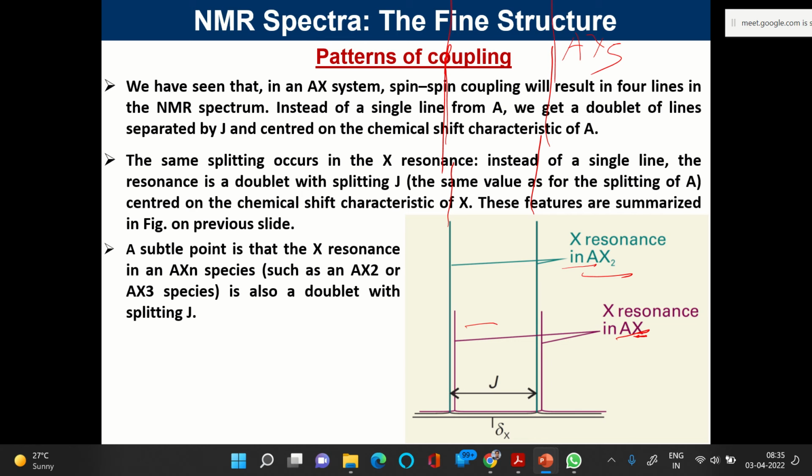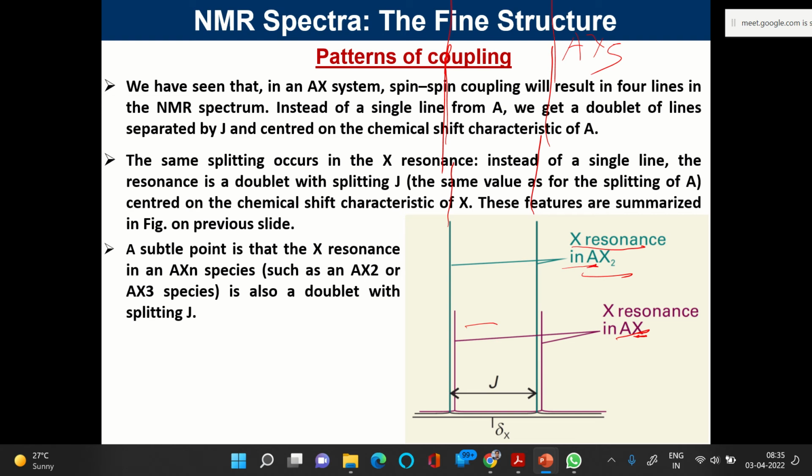So this is what you have to remember, when I am asking you two questions for PF5: how will a 31P NMR spectrum look, how many lines you will observe? Then the second question, what kind of spectrum for the 19F spectrum? This is the situation where you are checking the X resonance at one time, which is affected by A. In the other case, it is the A resonance which is affected by X.